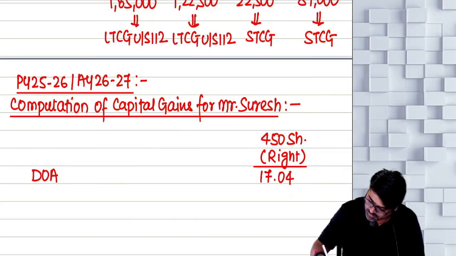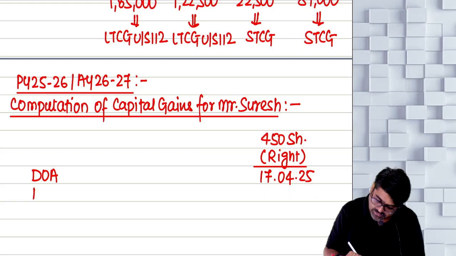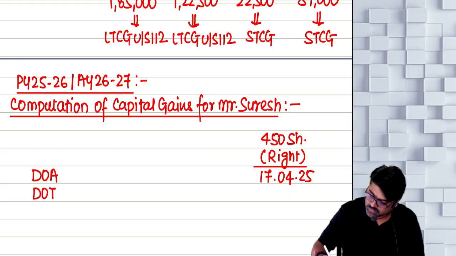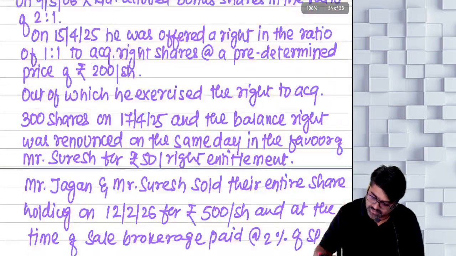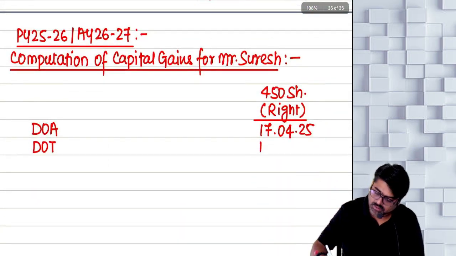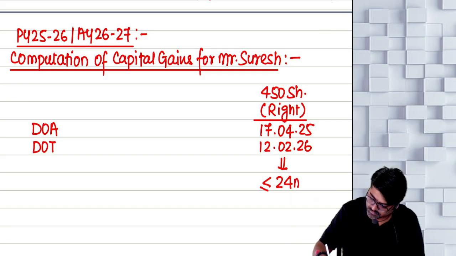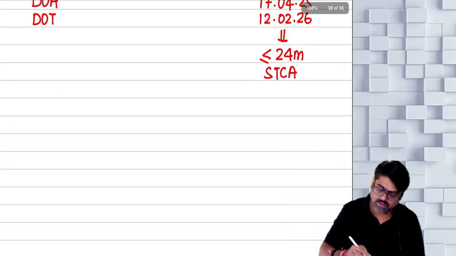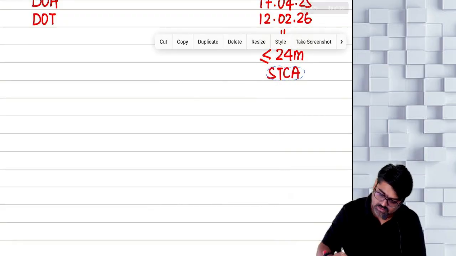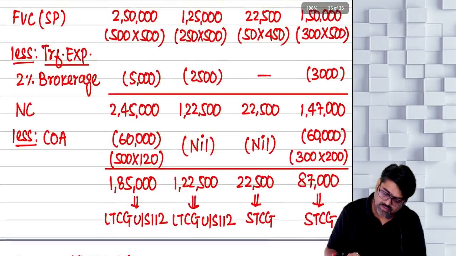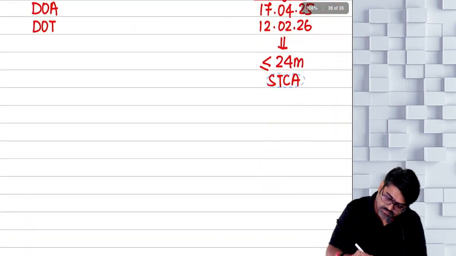So the right shares were acquired by Suresh on what date? 17th of April 2025, and these were transferred by him on 12th of February 2026. Now looking at this, can you see that the period of holding is less than or equal to 24 months? So right shares held by him is a short-term capital asset, and we are going to calculate the short-term capital gain.